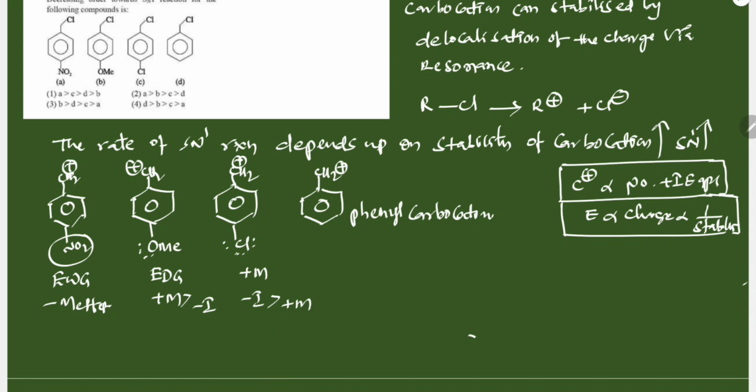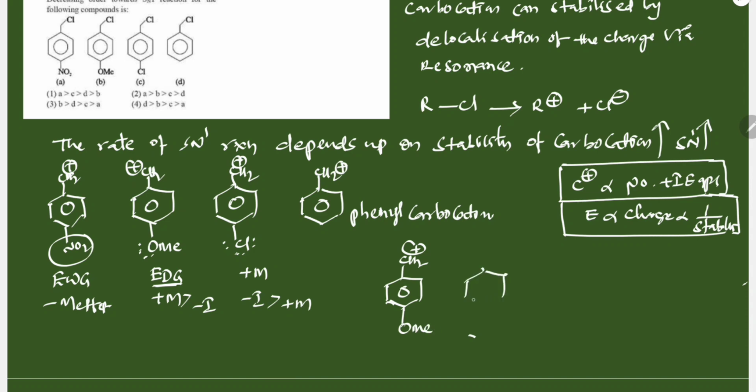Now look at this example, which increases stability of carbocation or SN1 reactivity. See, which has an electron donating group has more stability. The first one is CH2 plus and OMe. It is an electron donating group.